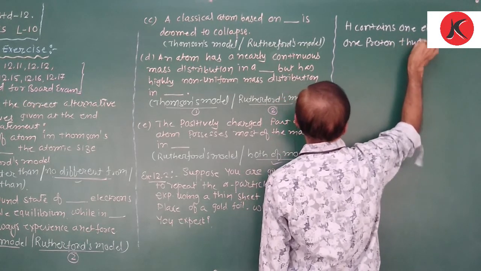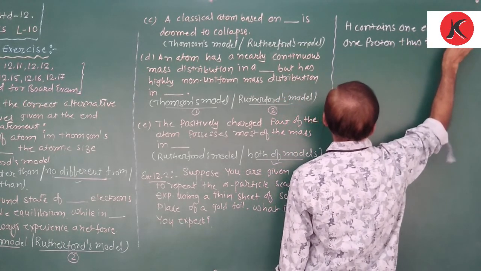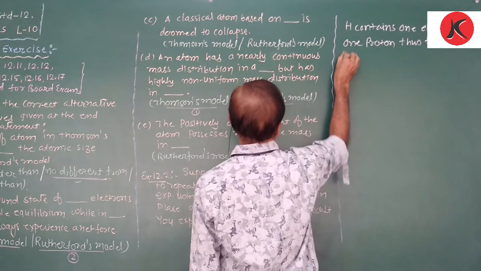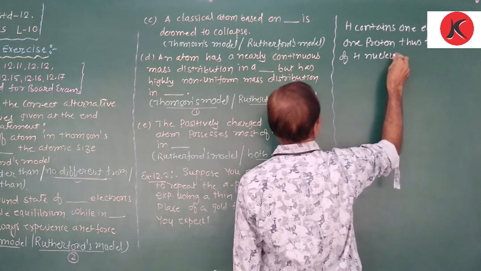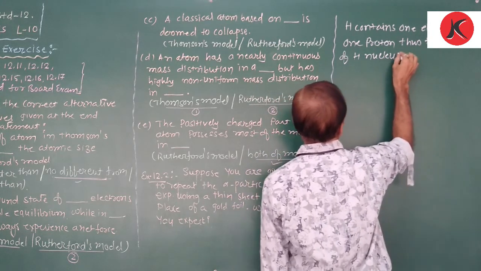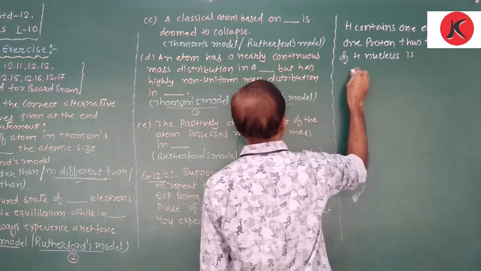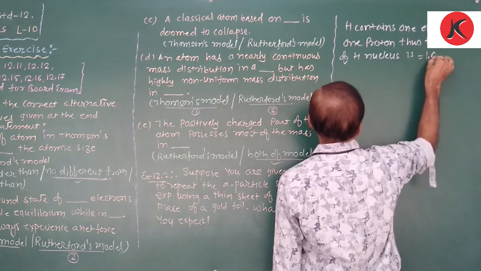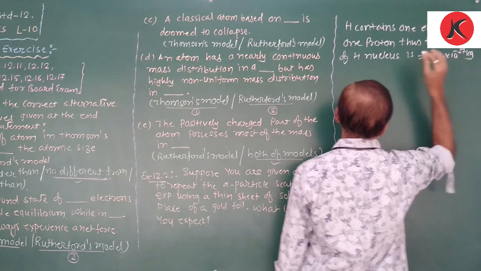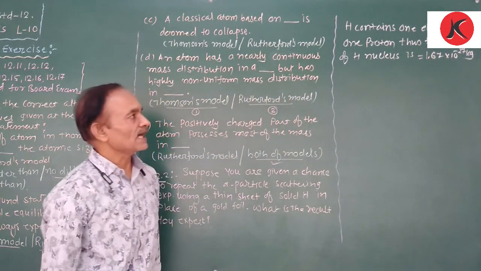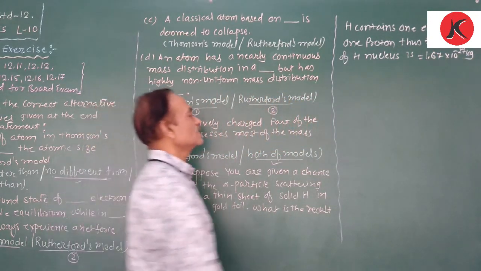Thus, the mass of the hydrogen nucleus is 1.67 × 10^-27 kg. That is the mass of the hydrogen nucleus.